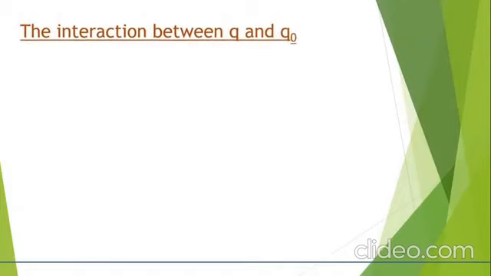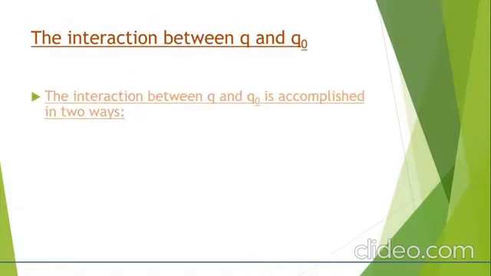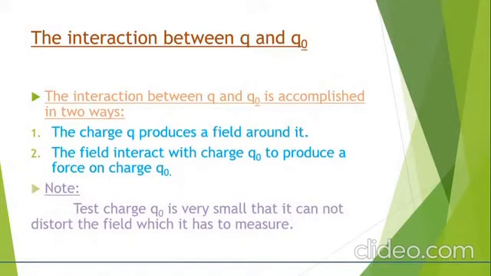Now we'll discuss the interaction between charge Q and Q naught. The interaction between charge Q and Q naught proceeds in two ways. Number one, charge Q produces a field around it. And number two, this field interacts with the test positive charge Q naught to produce a force on it. Here a point to be noted is that the test positive charge Q naught has to be very small, so that it cannot distort the field which it has to measure.